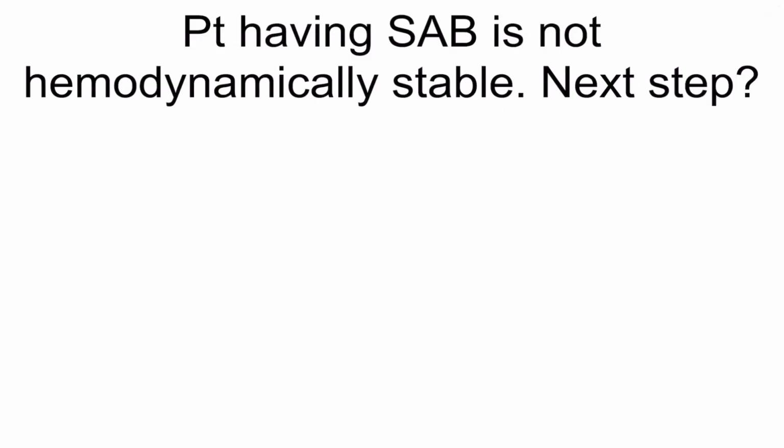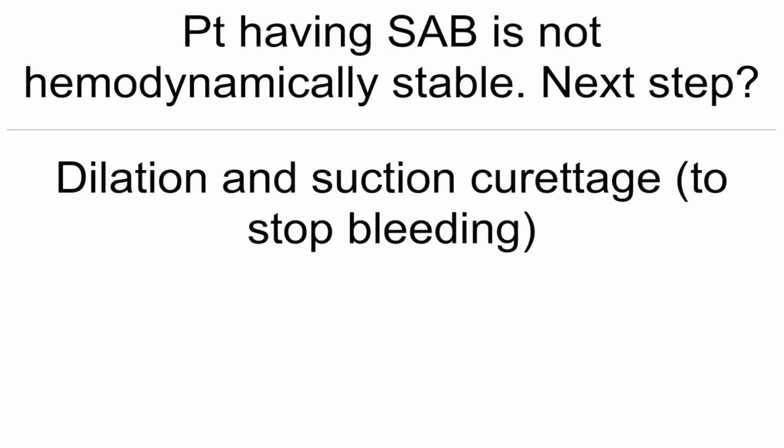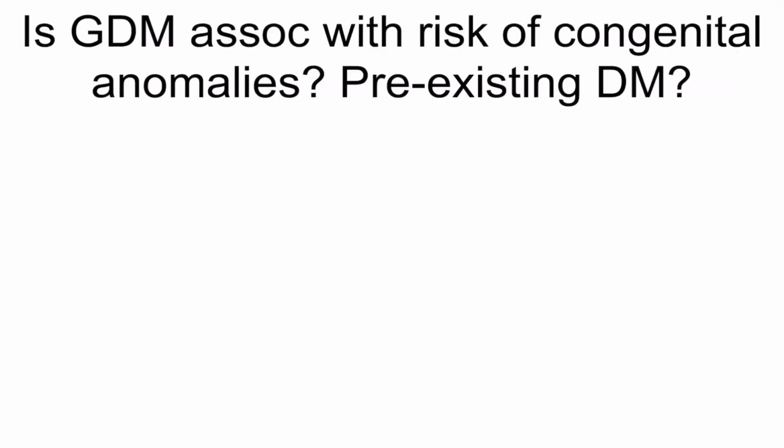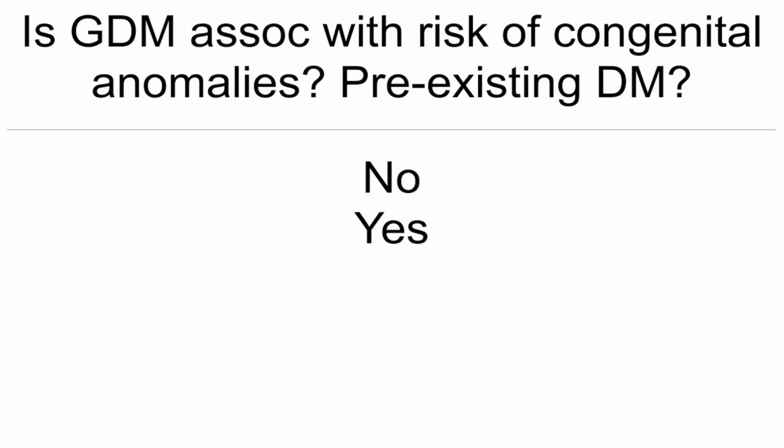Patient having spontaneous abortion is not hemodynamically stable. What's the next best step in management? Dilation and suction curettage to stop the bleeding. Is gestational diabetes mellitus associated with the risk of congenital anomalies and pre-existing diabetes mellitus? No, but it is associated with pre-existing diabetes mellitus.